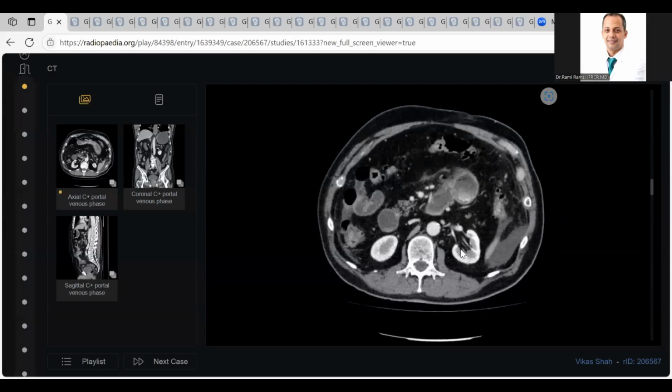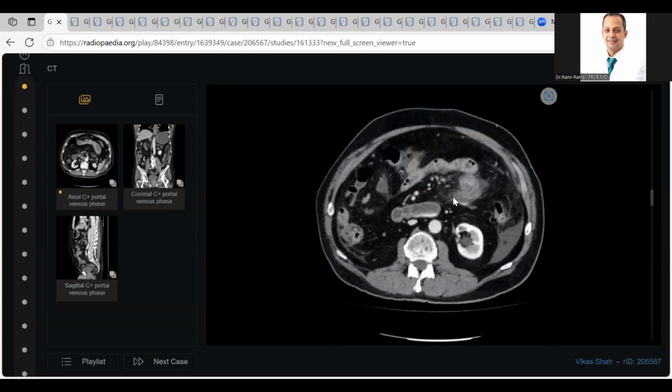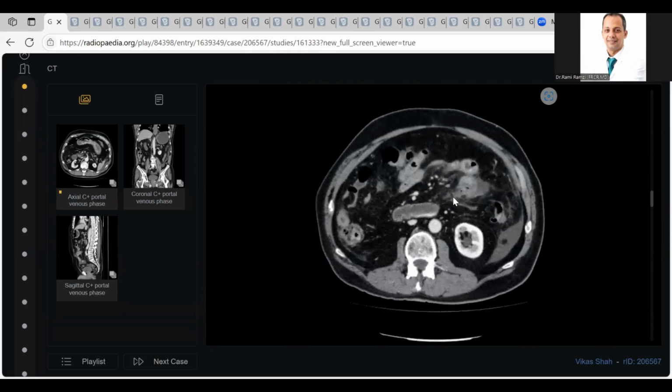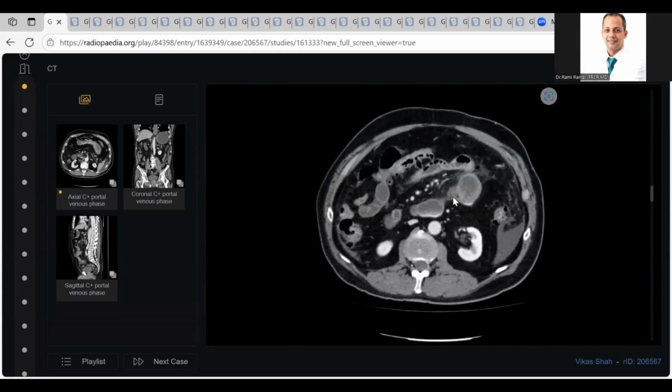What is this, sir? I guess this is a point of transition. I think it's a perforation basically, and the air locule is also noted in this region, free air locule in the peritoneum. So this is the point of perforation, and the free fluid.